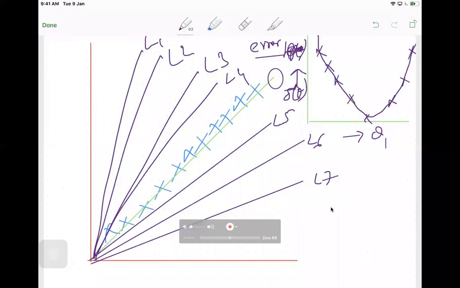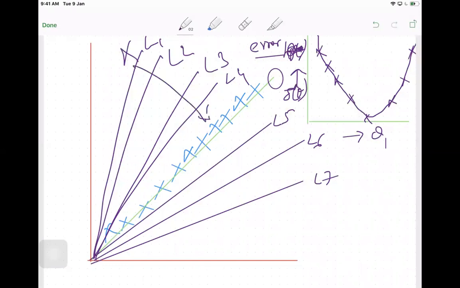So you can clearly see here that when you're plotting different lines through the data, if you are starting from here and going down till the data like this, at one particular line you will get a very minimal error, and as you keep going down further, again your error starts increasing.